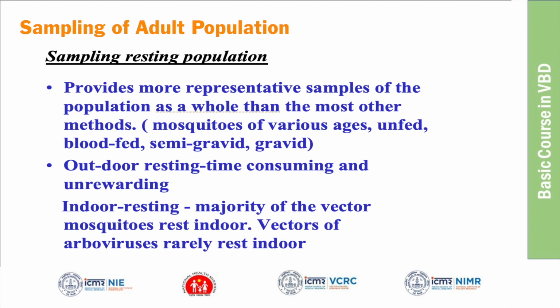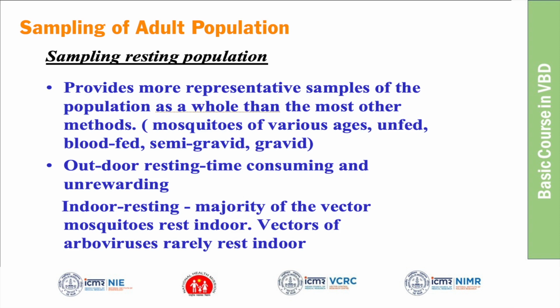But in the resting population sample, at a given point of time, for any species you take, there is a population always resting indoor. Suppose we say that this mosquito is endophilic, it doesn't mean it is resting only indoor. At a given point of time, some proportion of the population may be resting outdoor. There are also species that rest exclusively outdoor. Season-wise, the resting habitat will change also.